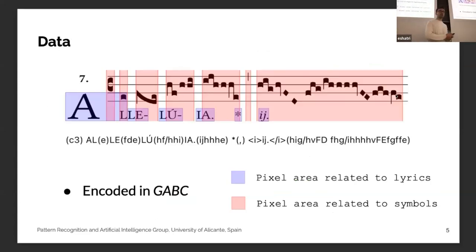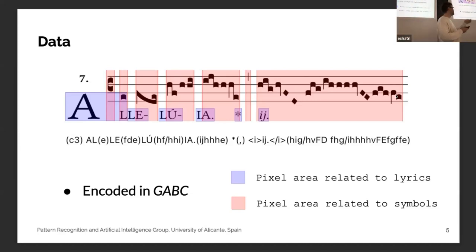So this is how a chant score looks like. And I wanted also to show you this type of score because not always do we have the notes and the lyrics related one-to-one. So for example, for this last syllable, all the symbols are related to that syllable. So in a graphical sense, it is difficult to relate these two sources.